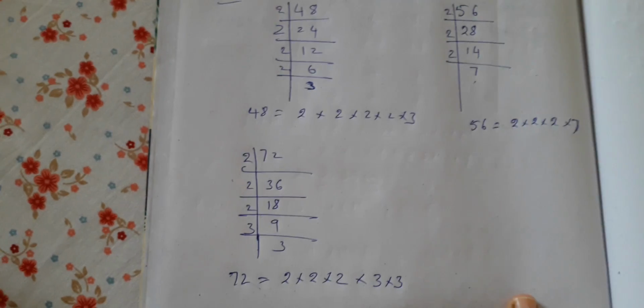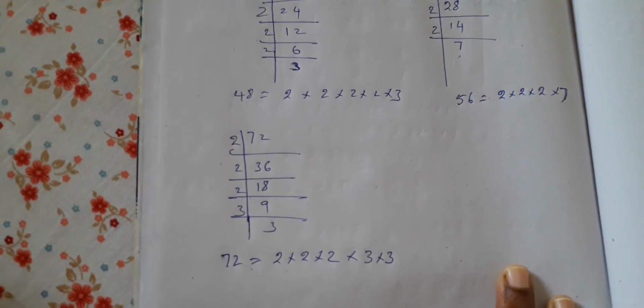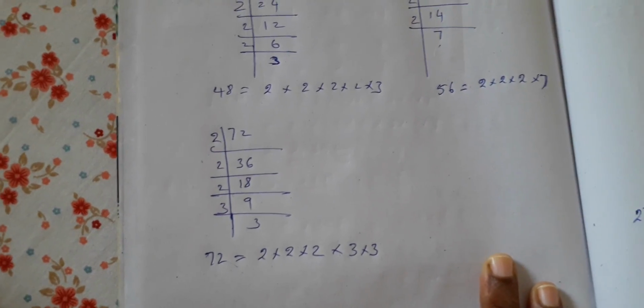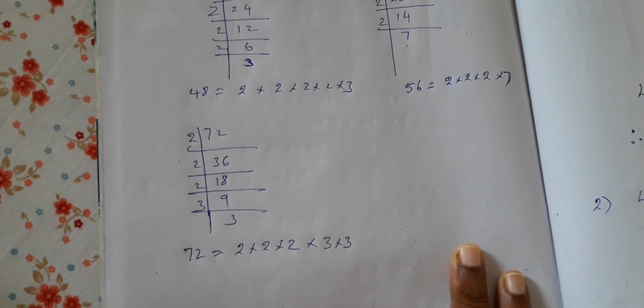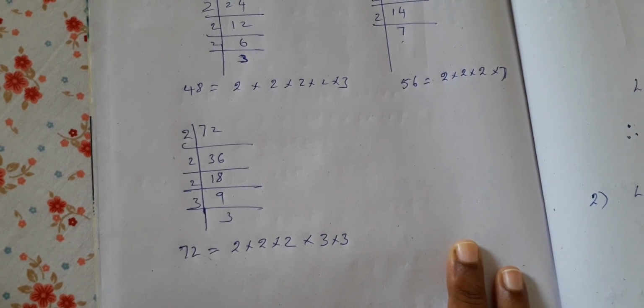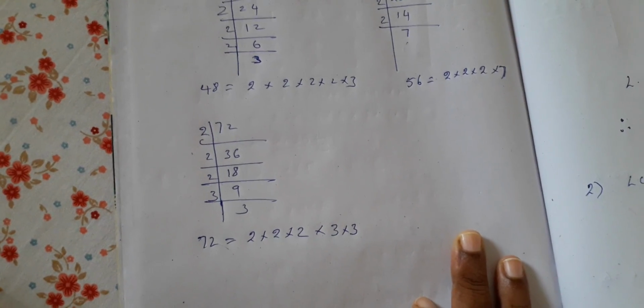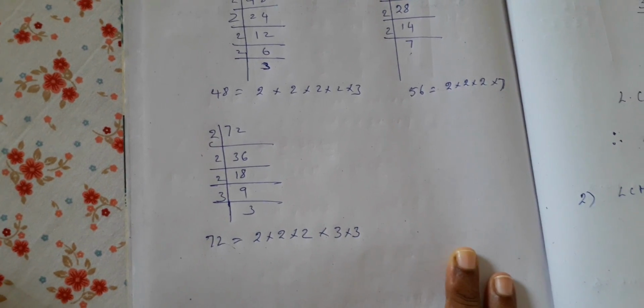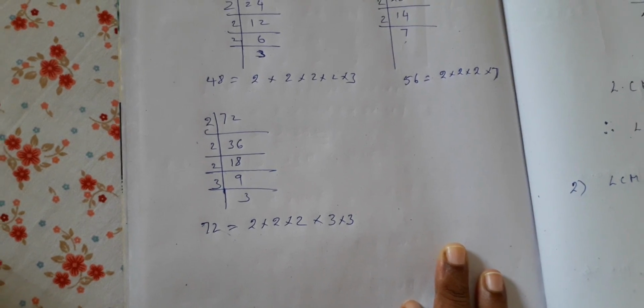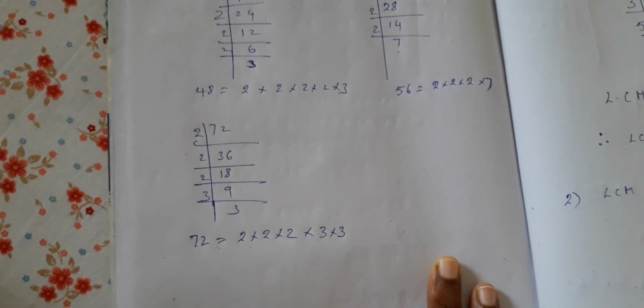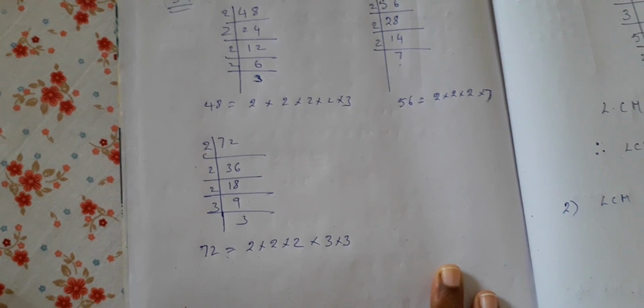Now after this, where are we now? We got the prime factorizations of all the numbers 48, 56 and 72. Everywhere you have 2's and 3's and in 56 you have 7. So if this is the case, it will be very difficult for you to understand what is repeated and what is not repeated. So here I'll tell you a technique.